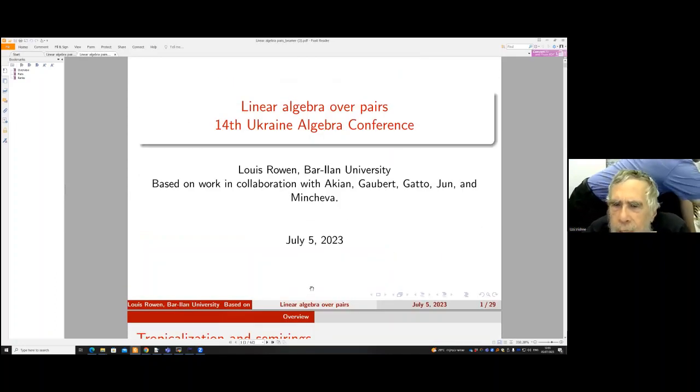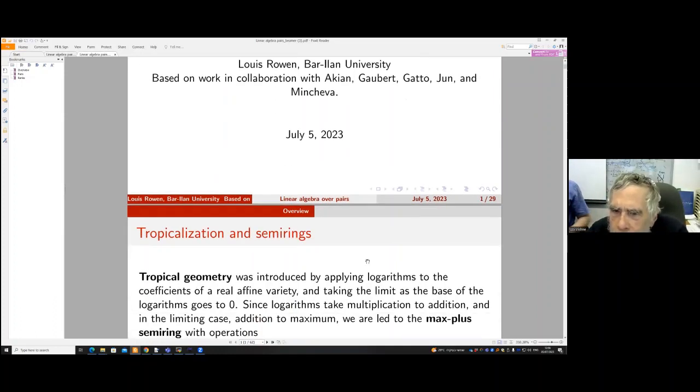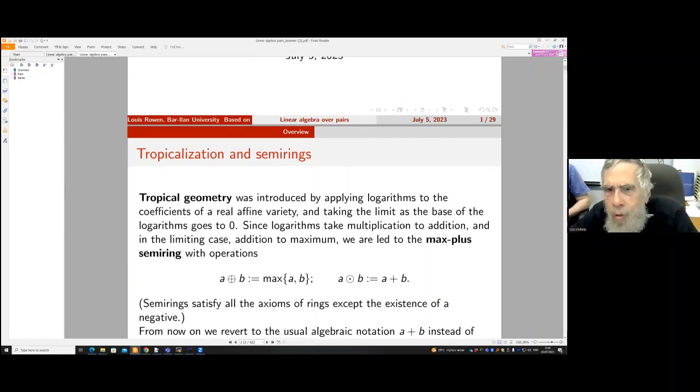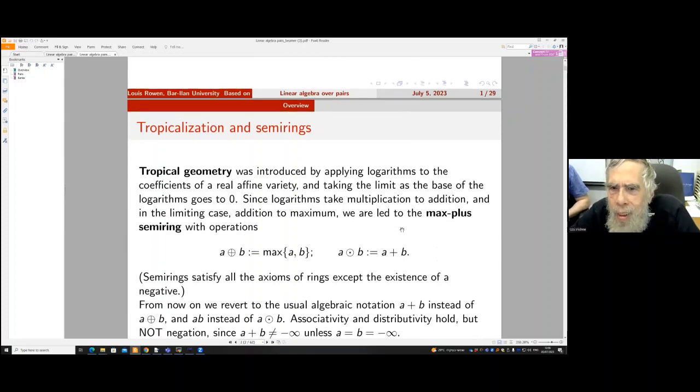This is an attempt to make this mathematical model which includes tropical geometry. So a rather general mathematical model. And so let me just start with a brief review of tropicalization.